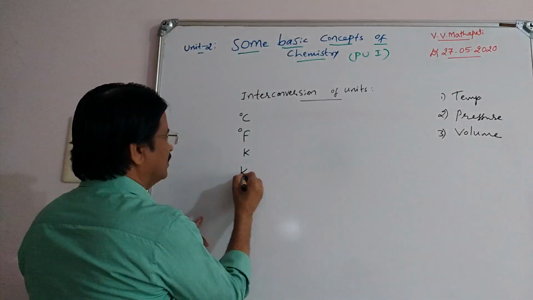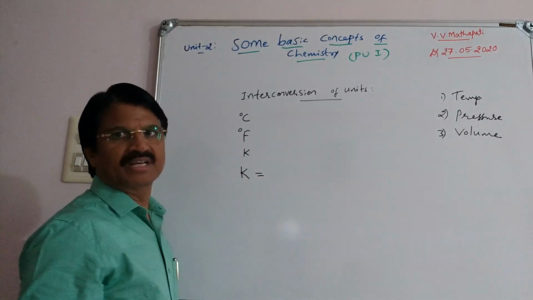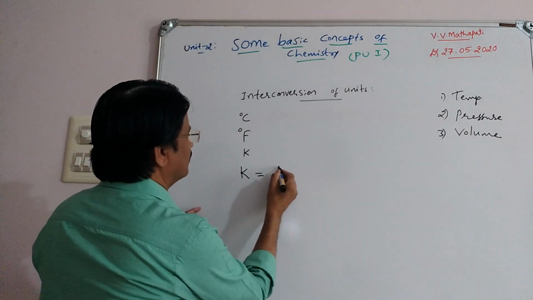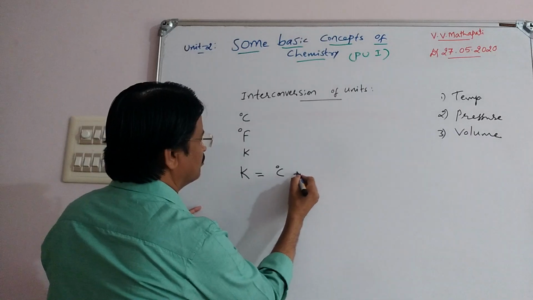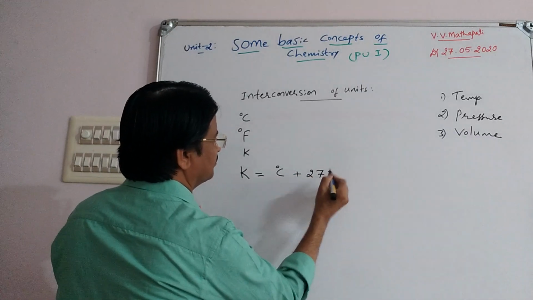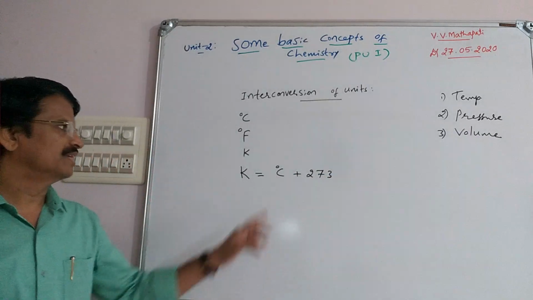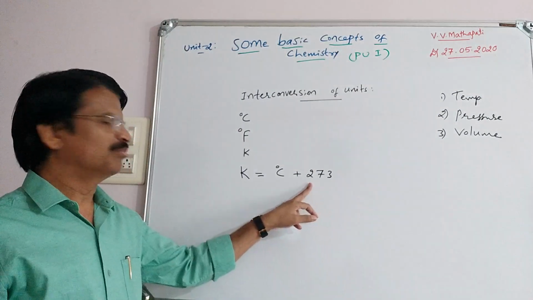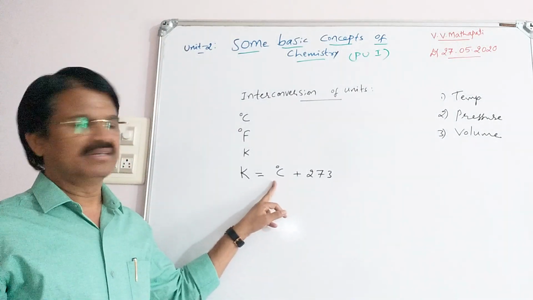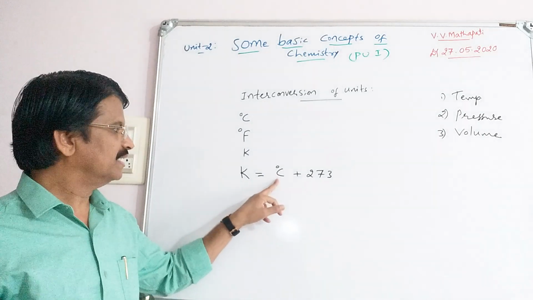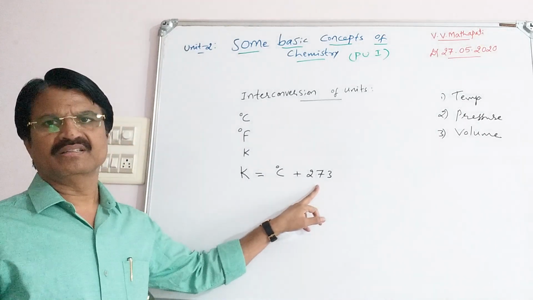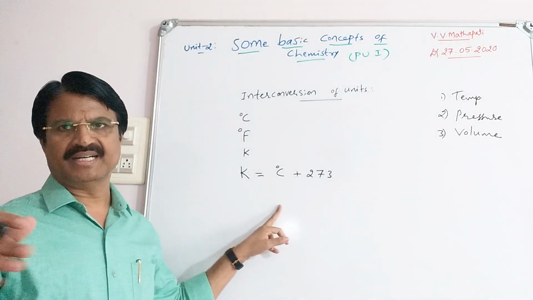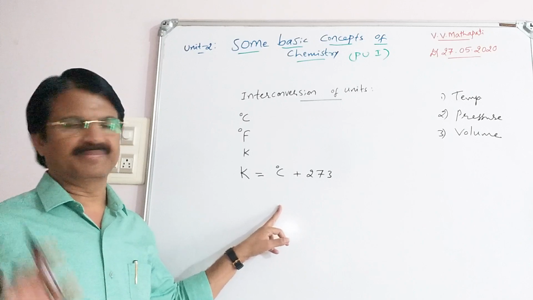Now, see how to relate degree Celsius and Kelvin. To convert degree Celsius into Kelvin, Kelvin equals degree Celsius value plus 273. Example, the boiling point of water is 100 degrees Celsius. Converting into Kelvin: 100 degrees Celsius plus 273, then we get 373. Its unit is 373 K.